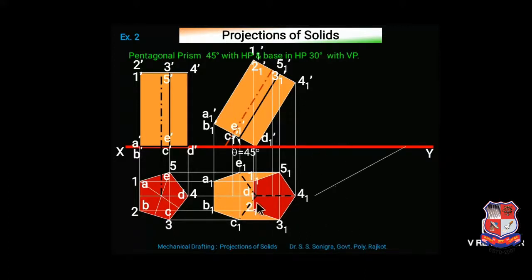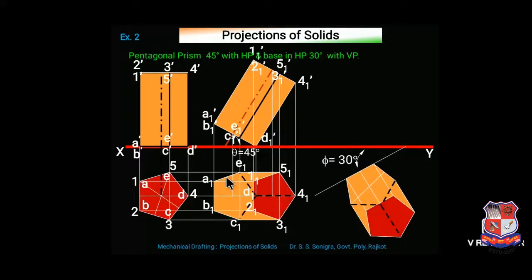Now the angle of its axis with VP is 30 degrees. Last step. Rotate this top view in such a way that its angle with the XY line becomes 30 degrees, and redraw this solid such that this angle becomes 90 degrees, because this base in HP makes an angle of 30 degrees with VP. So which base is there in HP? This base, that is this. So this makes an angle of 30 degrees with VP.